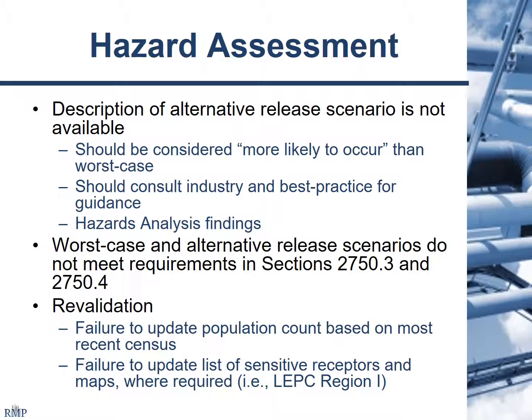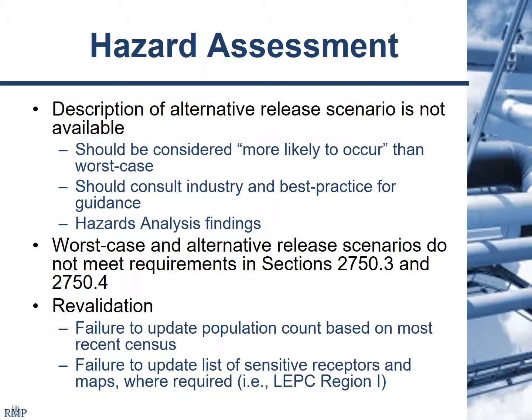Worst case and alternative case should always meet the requirements in sections 2750.3 and 2750.4, which we've kind of discussed, as far as more likely to occur, that the worst case is the largest vessel on site, or if it meets one of the other requirements, and that the hazard assessment is revalidated appropriately.